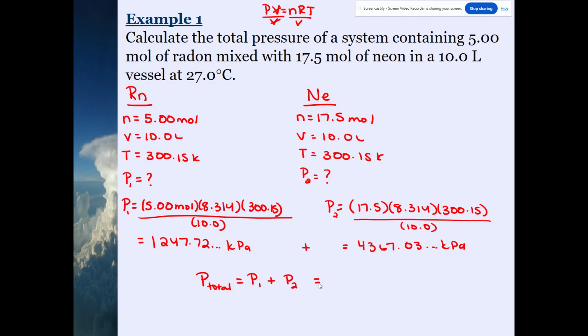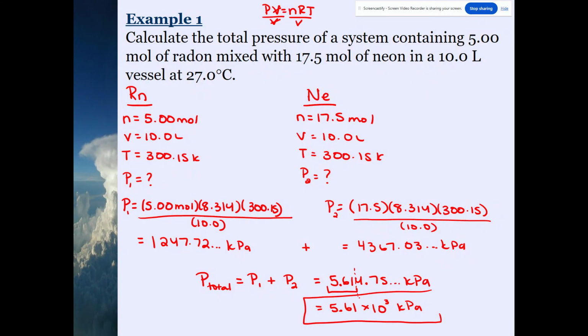So 4367 plus 1247 equals 5,614.75 so on kilopascals. Now, sig digs, we have 3 digits in all the numbers in our question, so we can only keep 3 digits. We're cutting off our decimal, so I have to move it. It'll be 5.61. I'm not cutting off a 5 or more, so it doesn't round up, times 10 to the power of 3 kilopascals would be our answer.